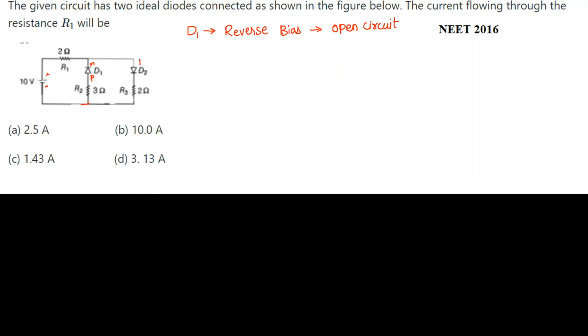Now let us see D2. This is the P region, this is the N region. The positive region is attached to the positive terminal of the battery, so D2 will act as forward bias and current flows through this circuit. If I draw this diagram once again, it will become something like this. This is the positive region, this is the negative region. The voltage here is 10 volts. This is the resistance, and here I have the D2 diode. One more resistance is there.